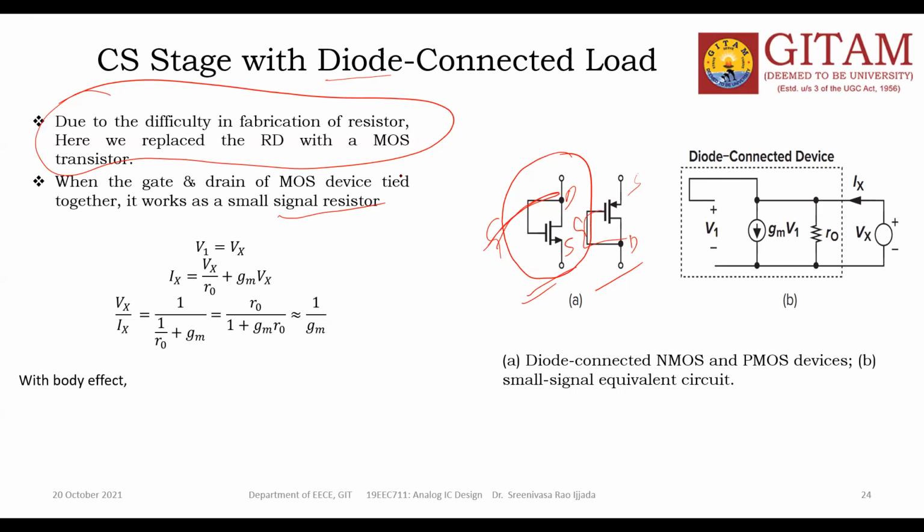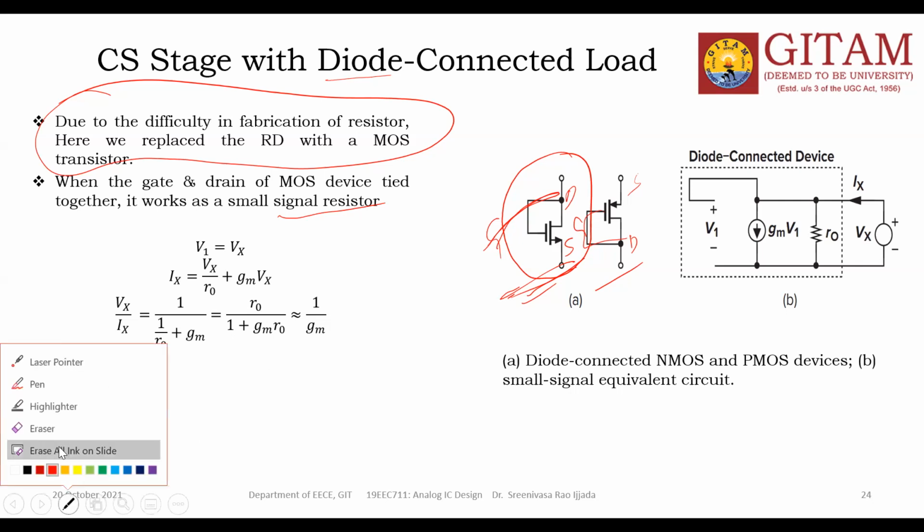So you know the fabrication of the MOSFET. It's a very simple job. But fabrication of a resistor is a complex job. What you are fabricating here? This is the device only. MOSFET only. But this MOSFET is acting as a resistor.